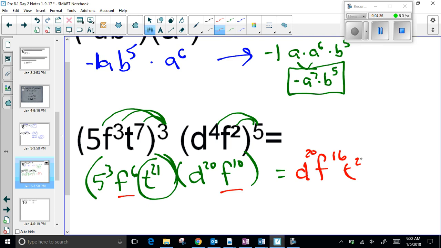T to the 21st. And then I still have a coefficient of 5 to the 3rd. And that's my final answer. I can't do any more than that.